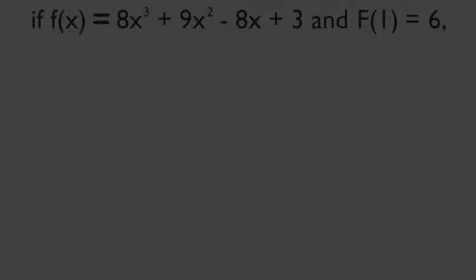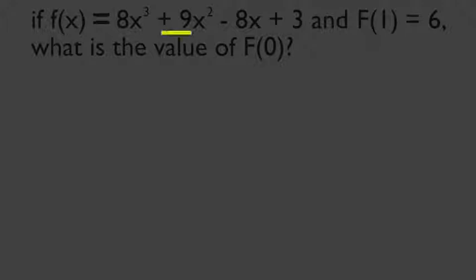If f of x equals 8x cubed plus 9x squared minus 8x plus 3 and capital F of 1 equals 6, what is the value of f of 0? In this case, we're looking for the antiderivative of our original function.